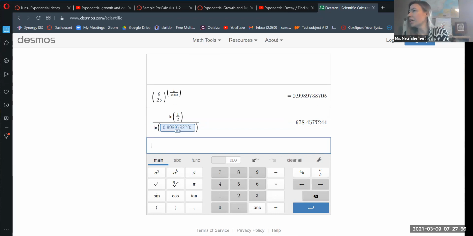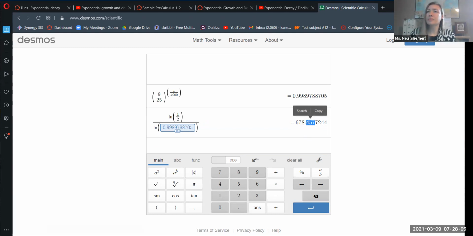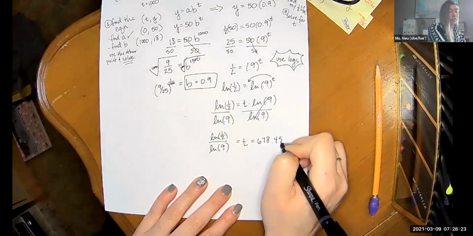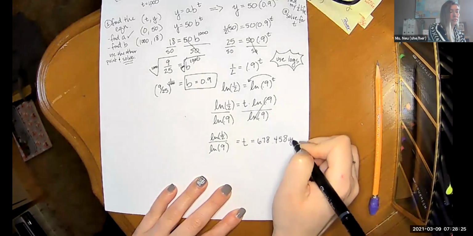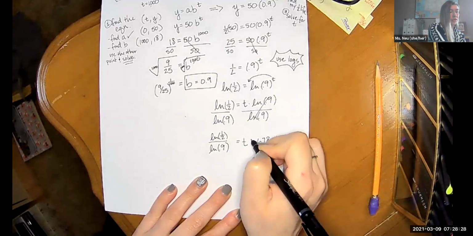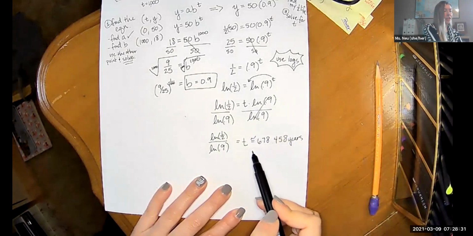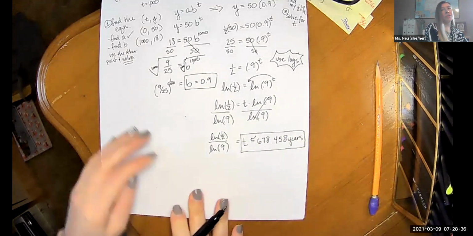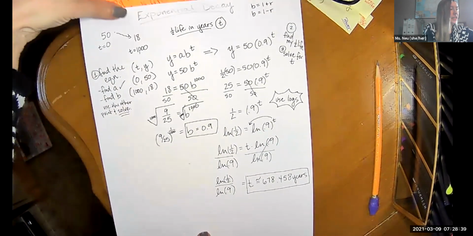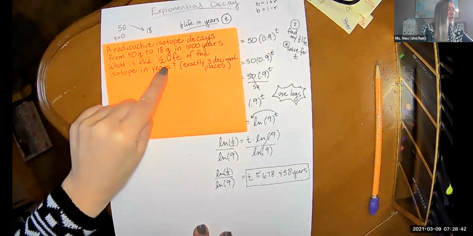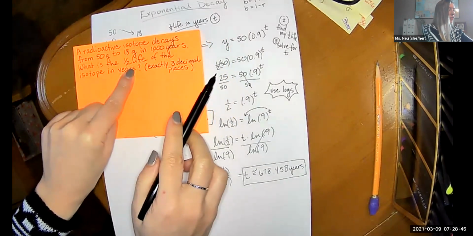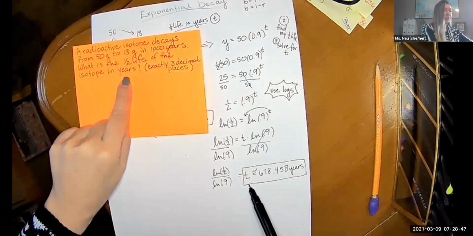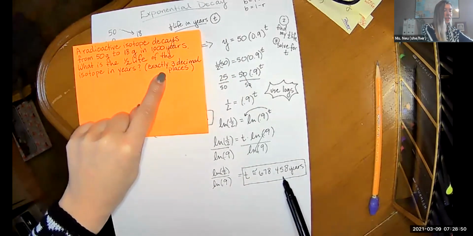So my answer is 678 point, let's see, I got to round to 3 decimal places. So 678.458 years. And I just put the little rounding thing there. And I'm just going to go back to my story problem really quick just to make sure that I didn't miss anything. So it wants me to find half-life. That is what I did, half-life in years, which is what I was going for, to exactly 3 decimal places. And that's what I did, right?